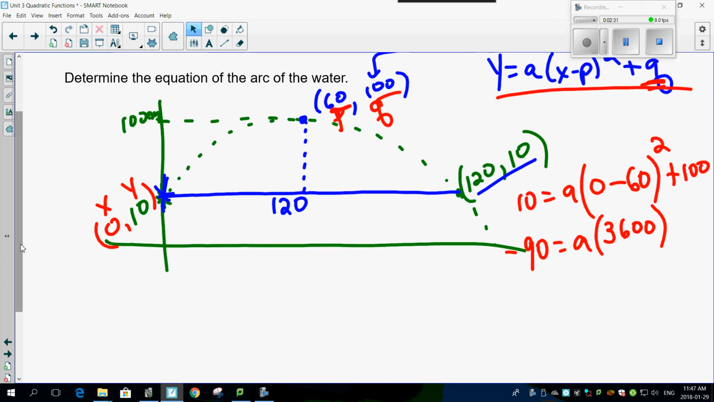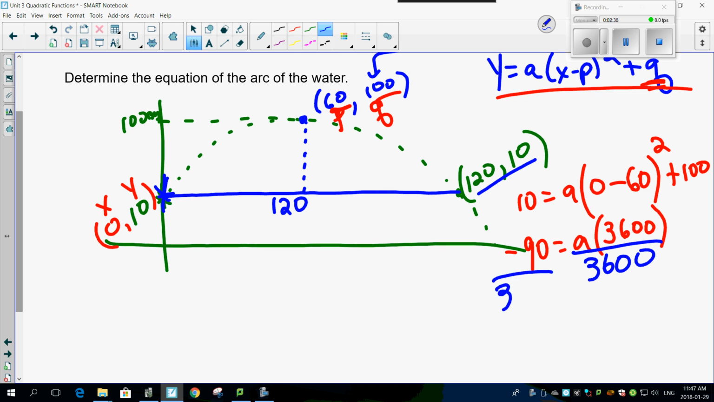Divide that all out. So, divide this by 3600, divide that by 3600. So in fact, it is going to be negative. So it is opening down. So our prediction here was correct. Okay, divide that out.